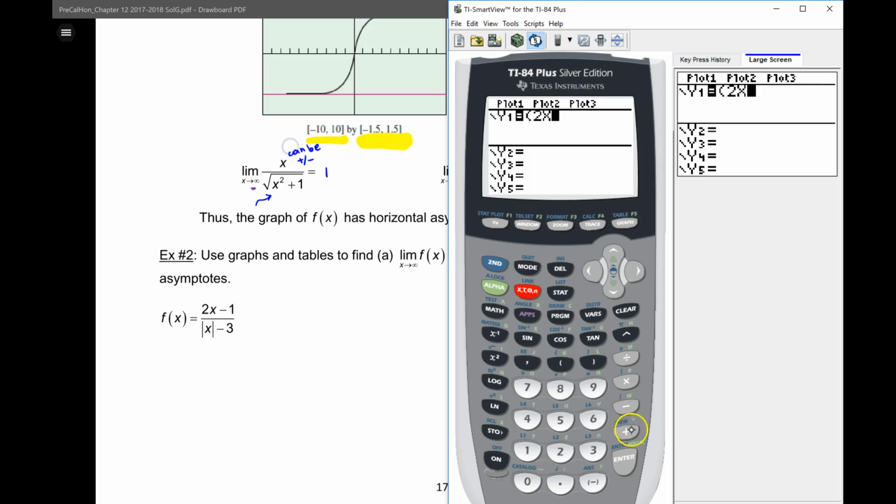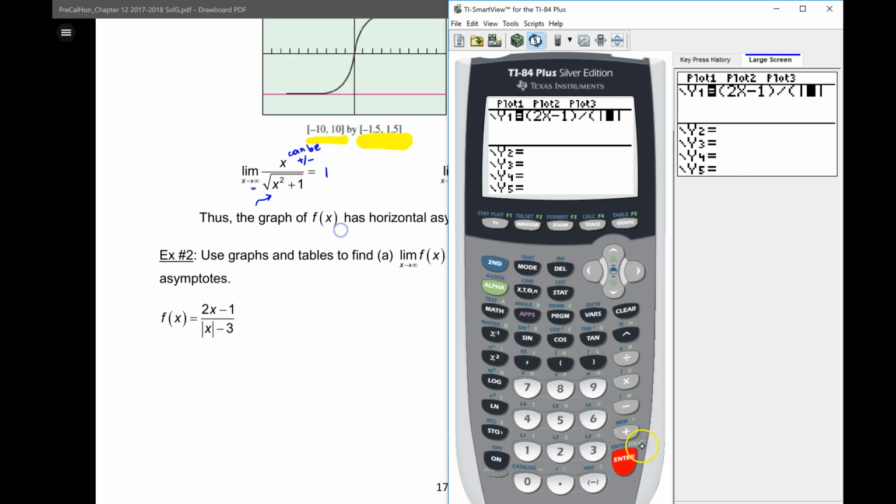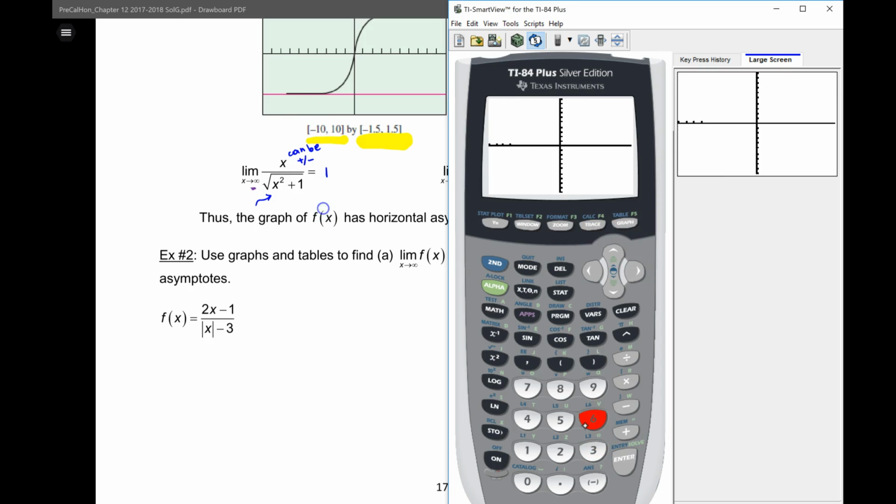So 2x minus 1 over absolute value of x, and then outside minus 3. Okay, all right, so do you see how that looks? Right? So now we can do a couple of things. We can change the window here to like -1,000 to 1,000 and trace.